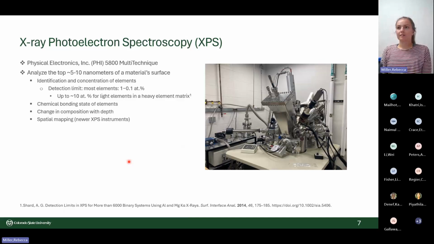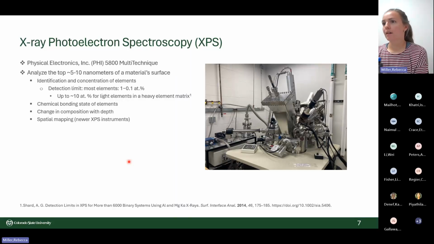So XPS, or X-ray photoelectron spectroscopy, is a very common surface technique. Our instrument that we have here at CSU is from Physical Electronics, or PHI, a 5800 multi-technique. It's a decently old instrument, does the basics well.